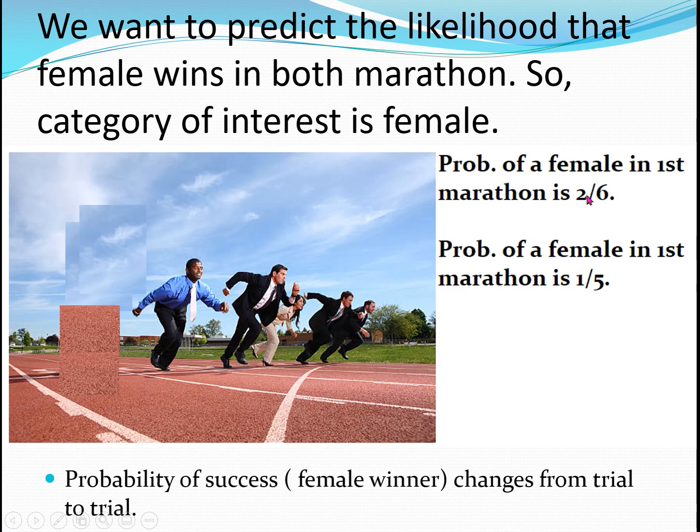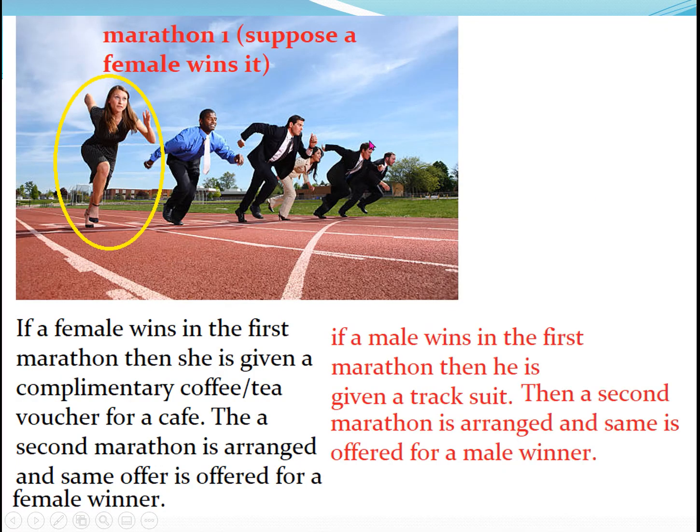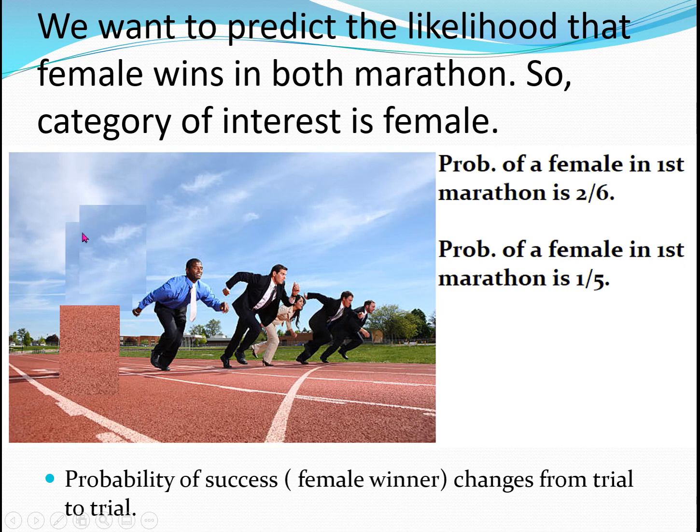In the first trial it was 2 by 6. You can see 2 females out of 6. In the second trial, when the first lady who won the marathon, we set her aside and then the marathon is again organized. Now we are left with only 1 female, so the probability of female is 1 by 5. So the second assumption of hypergeometric distribution is that the probability of success changes from trial to trial.